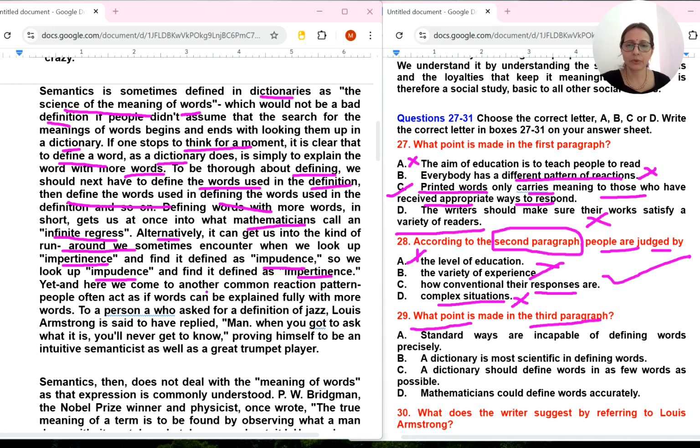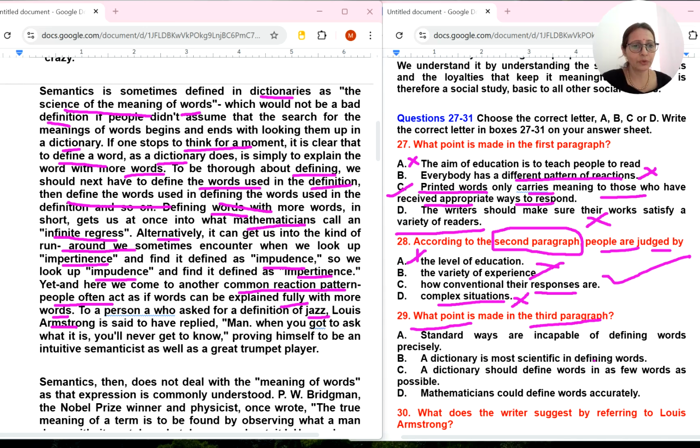Yet, and here we come to another common reaction pattern, people often act as if words can be explained fully with more words. To a person who asked for a definition of jazz, Louis Armstrong... some person's name they have started. Let's read the options. Standard ways are incapable of defining words precisely. Somewhere I have words, they are saying defining words with more words. I'm not clear about this. I will read it again.